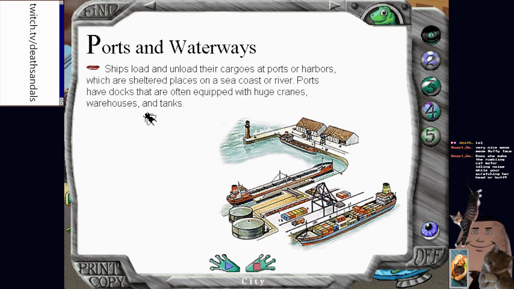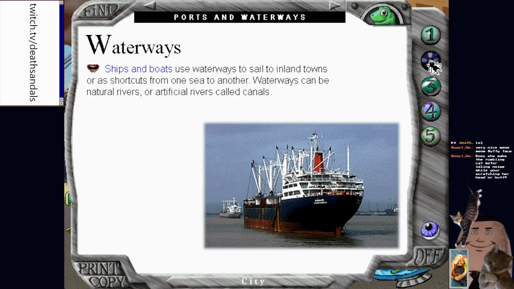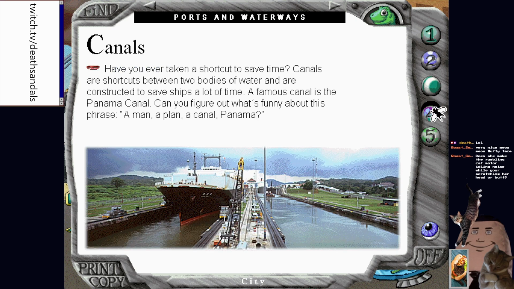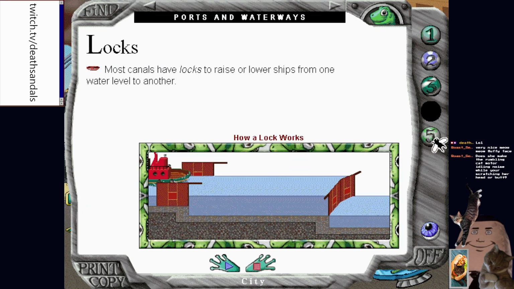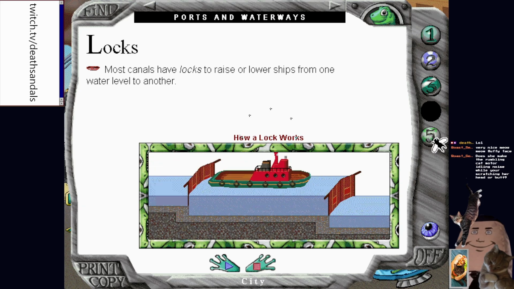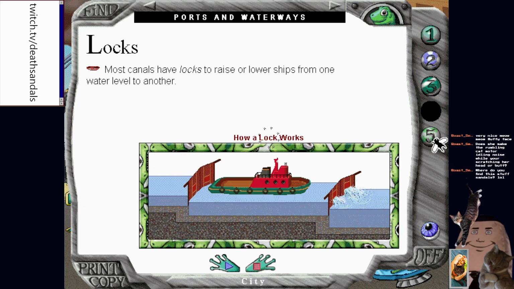Okay, hard at work on the wharf. So it's just a rough idea about how the world works, just the basics for the kids. A little demonstration on how a lock works.